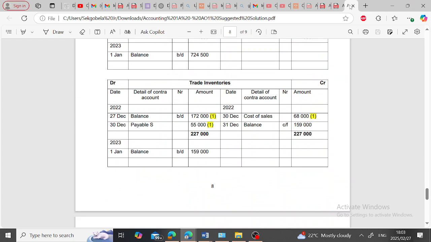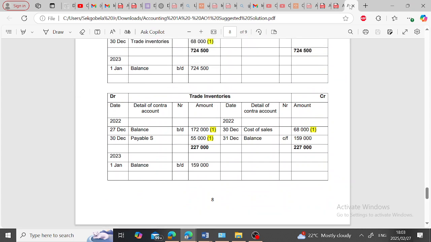Trade inventories. So, the balance we got. For trade inventories, you can see here, it's debited, because inventories increase on the debit side, and we have payable S, 55,000. What does this mean? It means we have more inventory worth 55,000, that which we bought from payable S. Is everyone following?